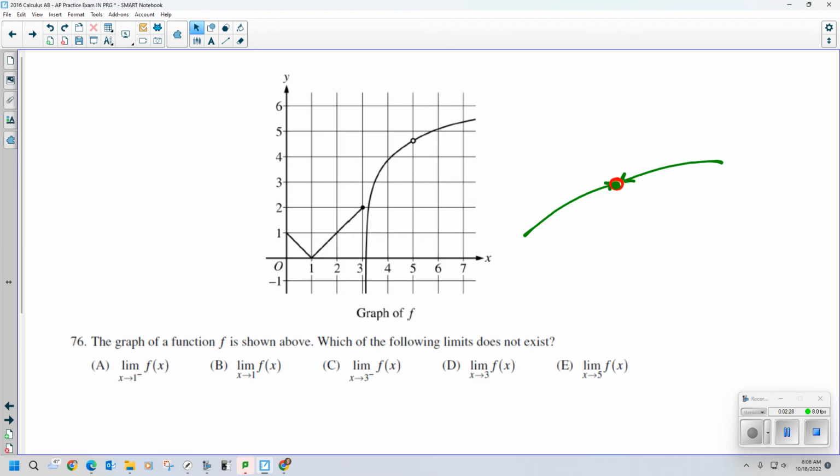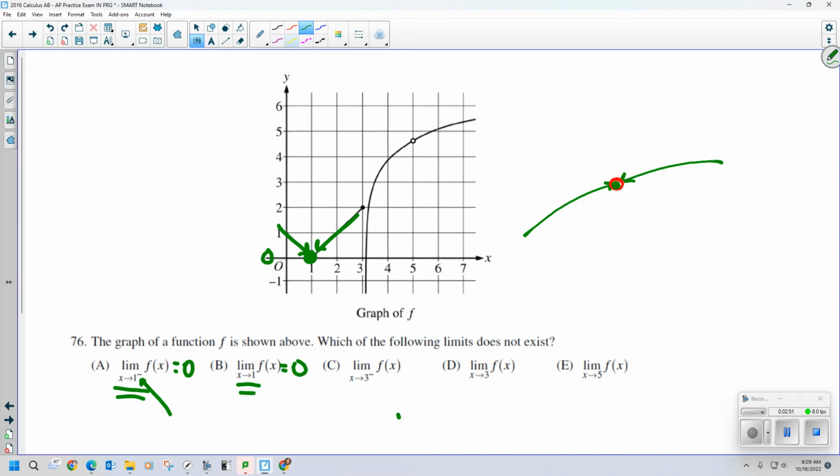Which of the following does not exist? All right. So the limit as I approach 1 from the left. That little minus sign means from the left. Here's 1. I approach it from the left. Yeah, that exists. It's 0. Okay, that equals 0. The limit as I approach 1 in general from both sides. Well, it does. It points to the same thing, which is a y value of 0.